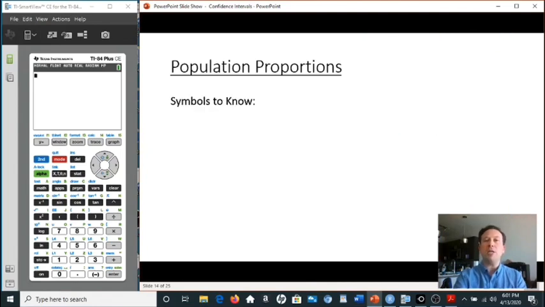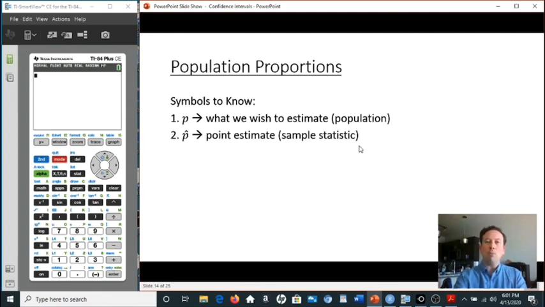So here are some symbols that you're going to need to know for proportions. Remember that p and p hat are percentages for a population and a sample statistic respectively. And because they're single numbers, number 1 is what we wish to know, so we don't have it. Number 2 is what we're going to get from our sample, so that's going to be our point estimate. It's a single number. The sample size here is going to be n, and in these examples, it's typically very large. So remember, if you have very large samples, you can use z-scores.